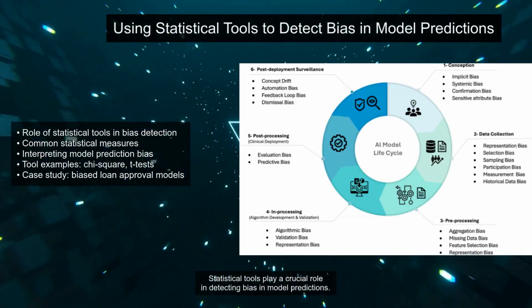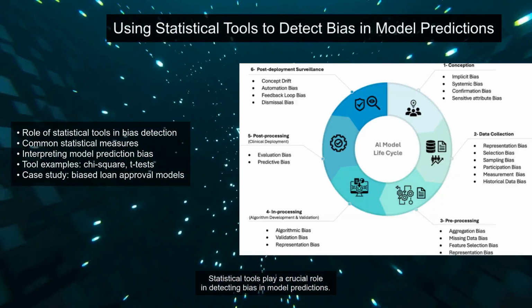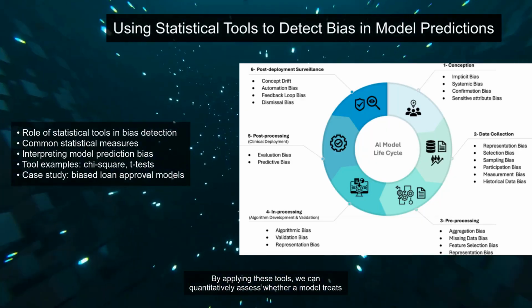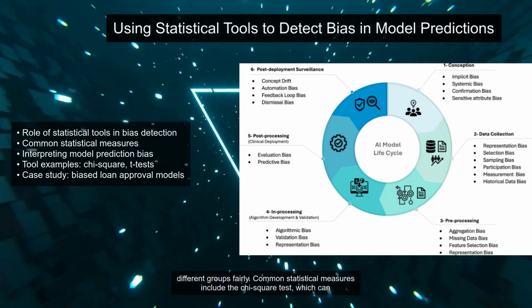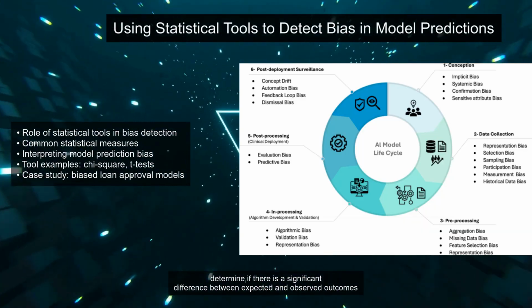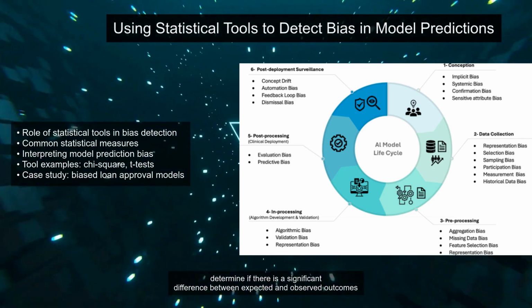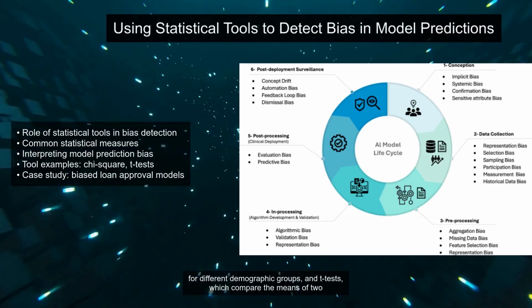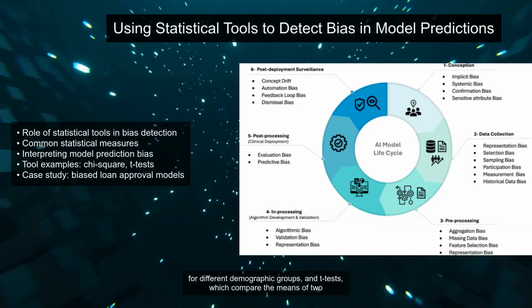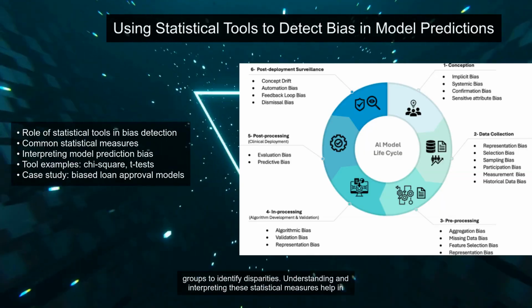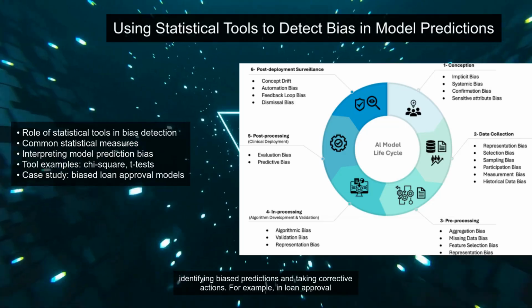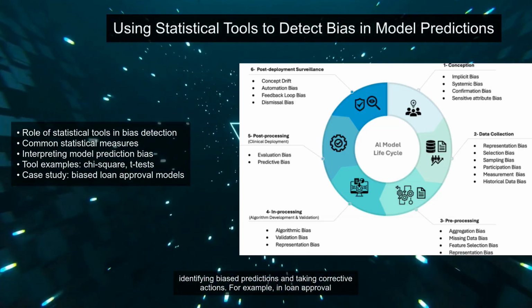Statistical tools play a crucial role in detecting bias in model predictions. By applying these tools, we can quantitatively assess whether a model treats different groups fairly. Common statistical measures include the chi-square test, which can determine if there is a significant difference between expected and observed outcomes for different demographic groups, and t-tests, which compare the means of two groups to identify disparities. Understanding and interpreting these statistical measures help in identifying biased predictions and taking corrective actions.